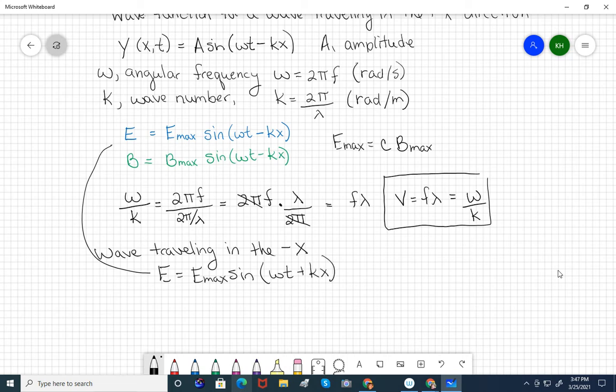This equation is going to just change by one little sign. If it's traveling in the positive z direction, we change that x to a z. So if it's going in a positive x, y, or z, this is going to be a minus sign. If it's going in a negative x, y, or z, that's going to become a plus sign. Just want you to be able to think about it so we don't miss any signs in the problem.